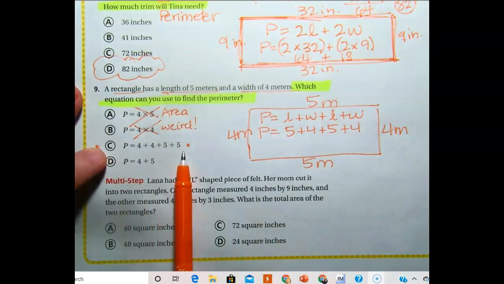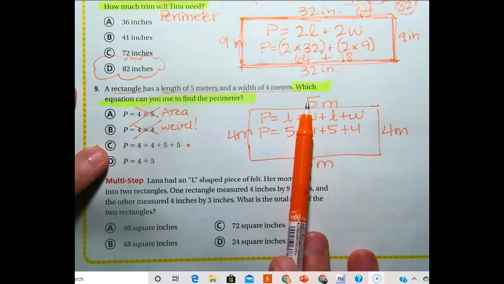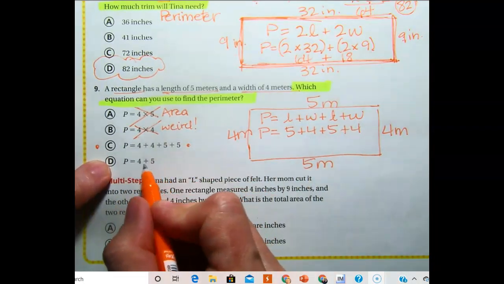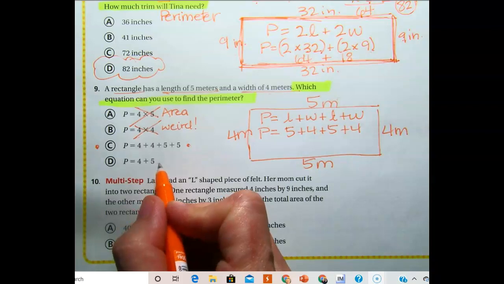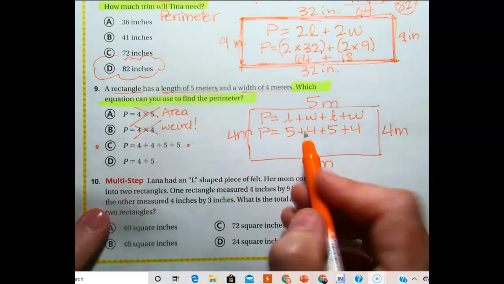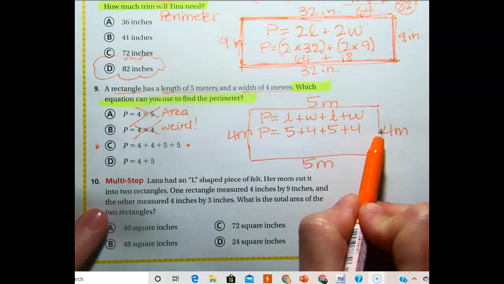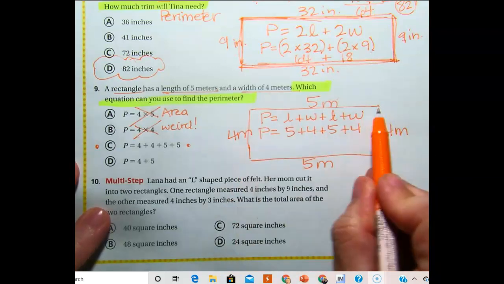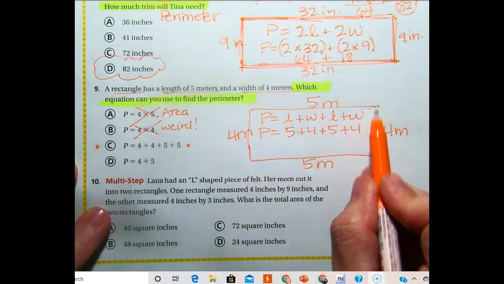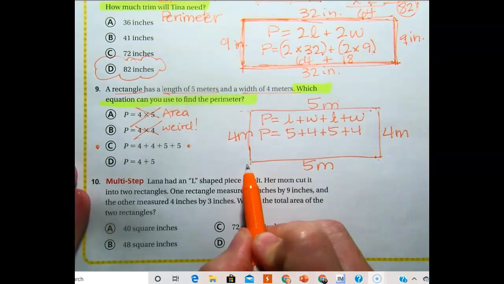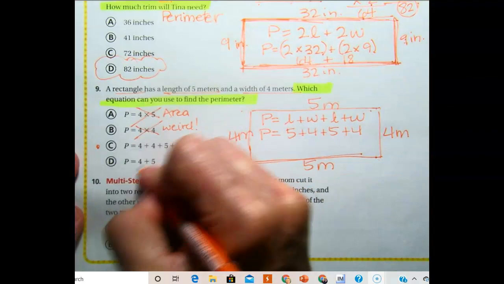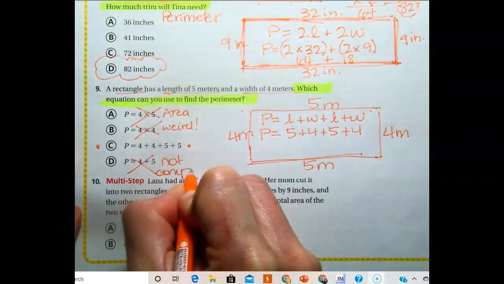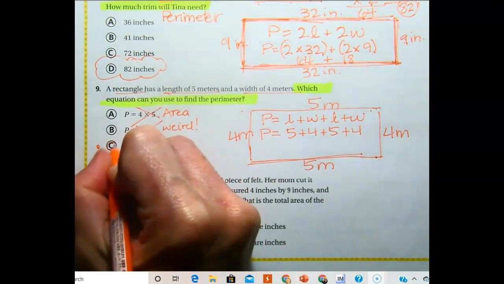Okay, here we're adding all four sides. We're just grouping them a little bit differently. And then here, this happens a lot. Kids know that they're supposed to be adding the sides, but they only add 2 of them. If you only add 2 sides, you're actually only adding the length of this part right here, possibly, or here. And that's not the entire rectangle, so that's not complete. So C is the correct answer.